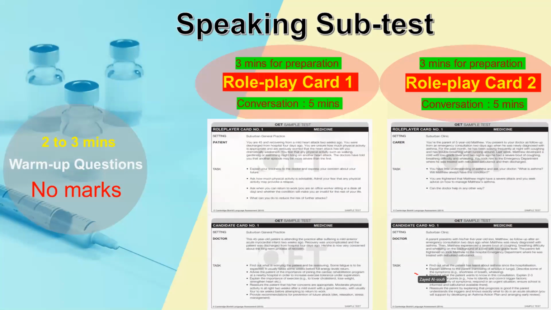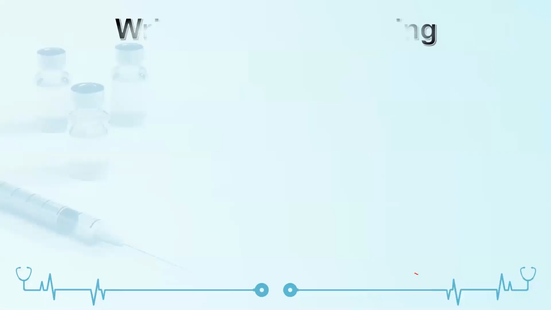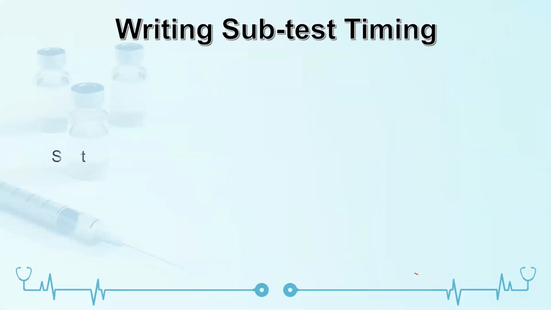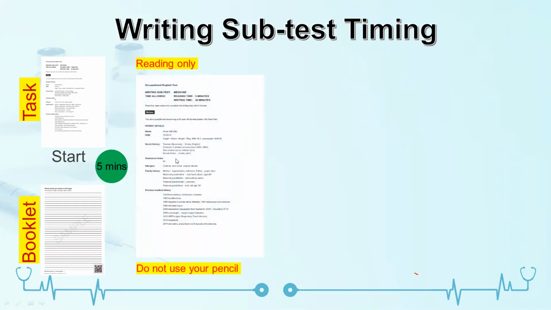The last subtest, the writing subtest, which is our topic today. Regarding writing subtest timing, at the start, you'll receive 2 papers. The first one is the task, and the other one is the answer booklet. You will have 5 minutes to read only the task. So you are not allowed to use your pencil in these 5 minutes. You are allowed just to read the task.